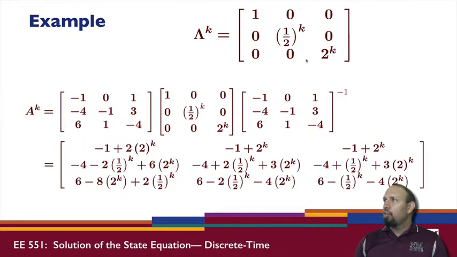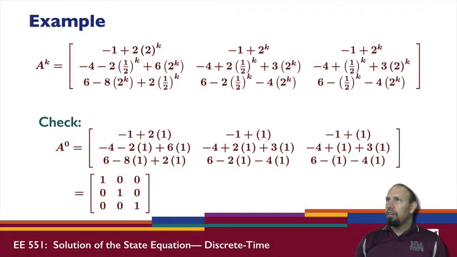Actually, you can go through and show that this is lambda to the power k just by multiplying lambda by itself multiple times, and you'll get this expression. And then we go through and we multiply it out, and we get the expression A to the power k. And once we've got this expression, then we can go back and check, because remember, the state transition matrix of k minus L, A to the power k minus L, must be the identity matrix.